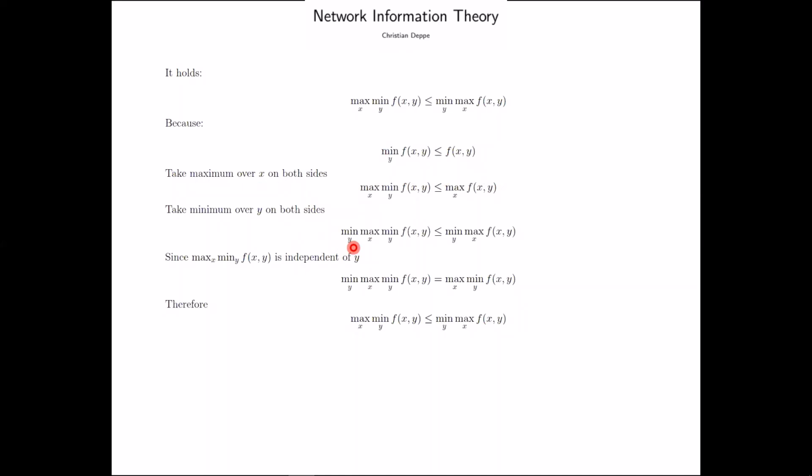So then we have the minimum over y of the maximum over x of the minimum over y of f(x,y) is less or equal than the minimum over y of the maximum over x of f(x,y). Now, since the maximum over x of the minimum over y is independent of y, we can write instead of min max min f(x,y), just max over x, min over y of f(x,y). And then, of course, we have what we want. I think you can also make it clear by example that this could be bigger or equal than this.